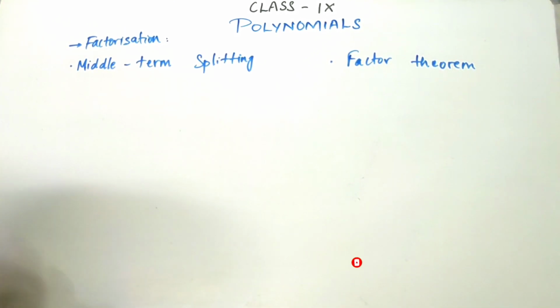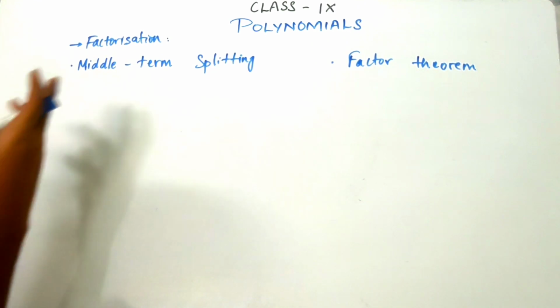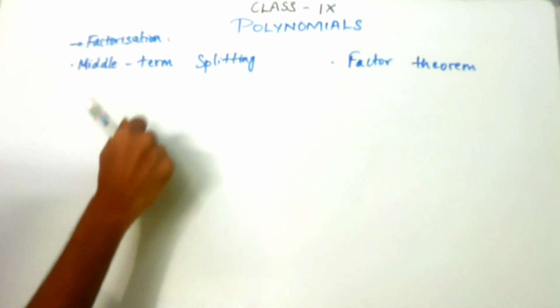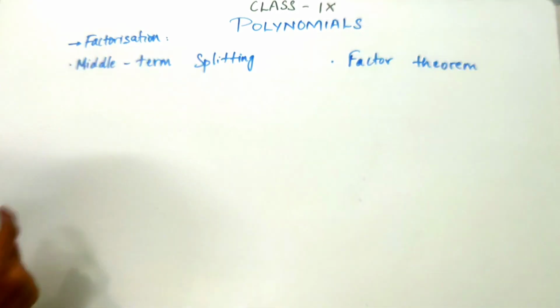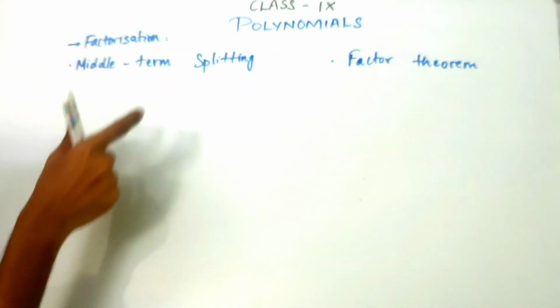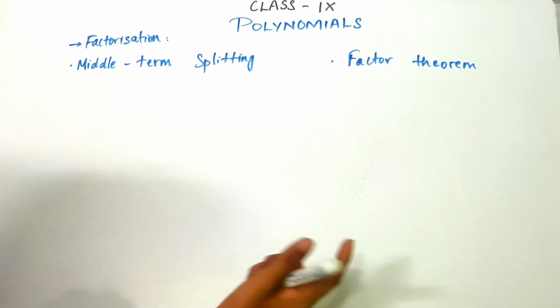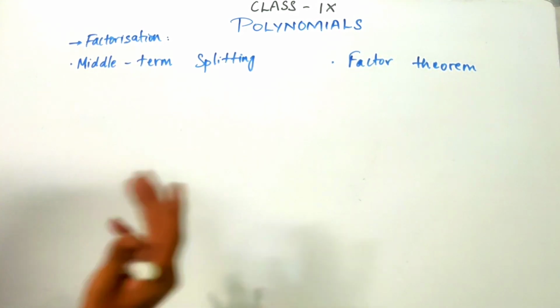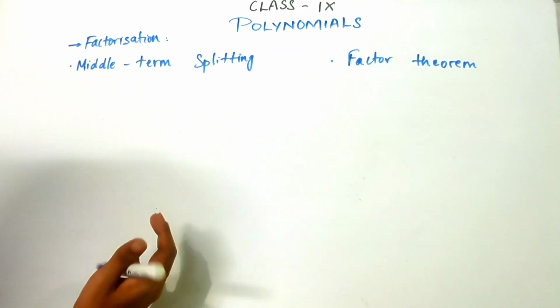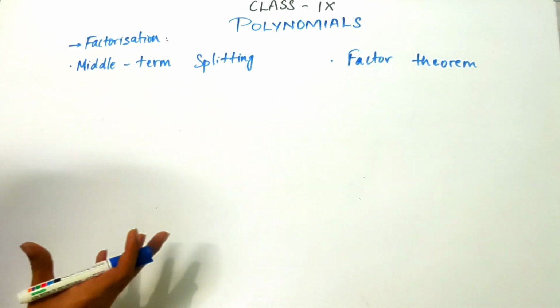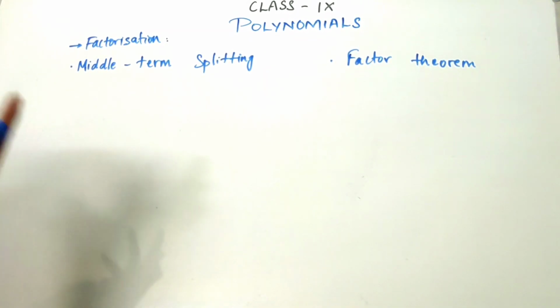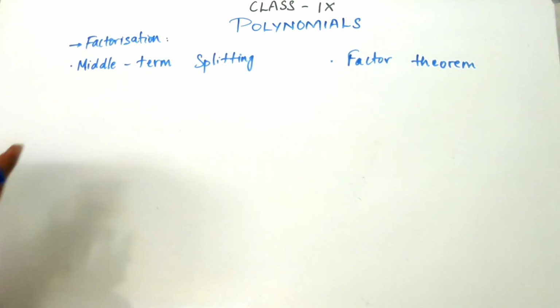Now let us move on to factorization. The first method, as you can see, is middle term splitting, and then the factor theorem. We will be seeing middle term splitting for the most part, and the factor theorem is rather less used because it has a long procedure and it is a waste of time. But since it is in your syllabus, we will be doing that as well. For the most part, we will be doing middle term splitting.